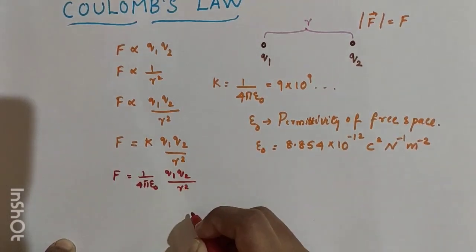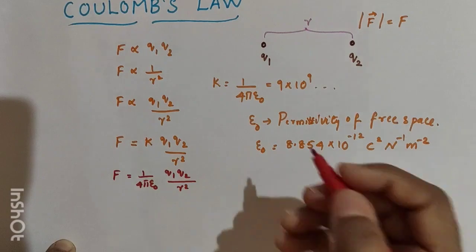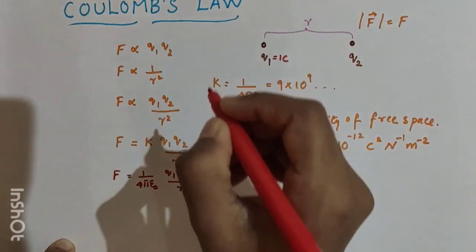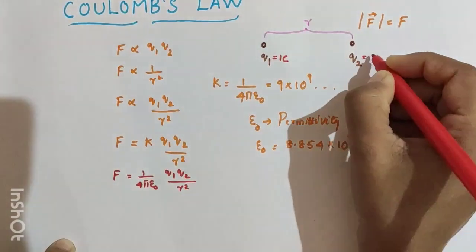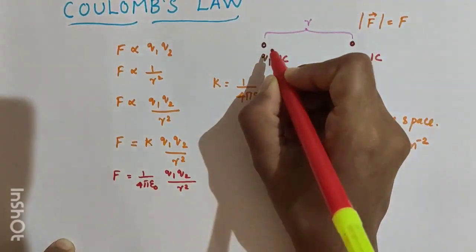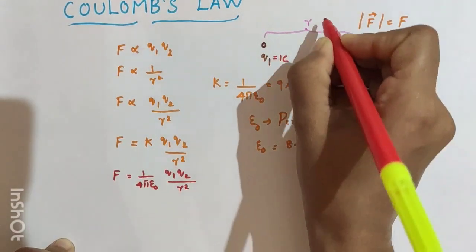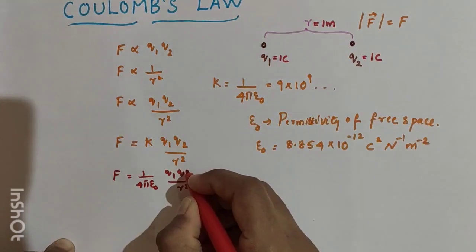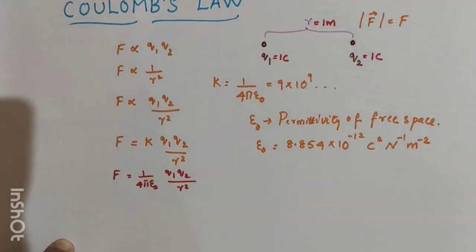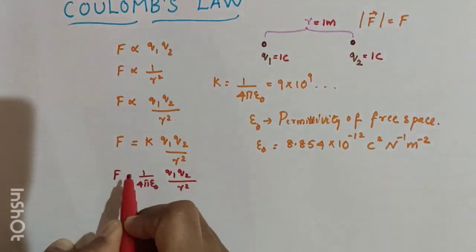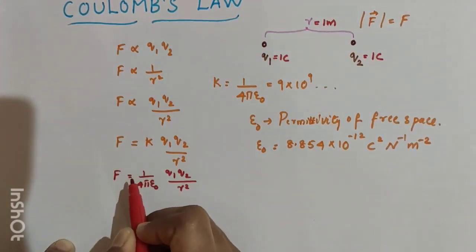Now suppose that this Q1 is equal to 1 Coulomb. Coulomb is the SI unit of charge. And let Q2 be 1 Coulomb. Now suppose that the distance or separation between these two charges Q1 and Q2, that is small letter r, is equal to 1 meter. Then what will be the magnitude of the force between these two charges Q1 and Q2? We can make use of this equation now.